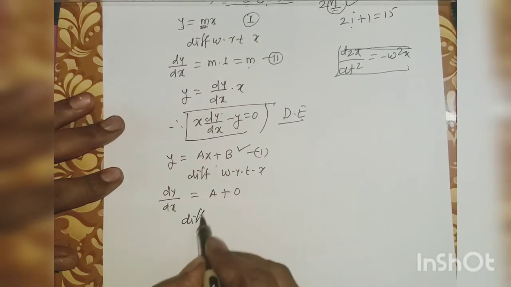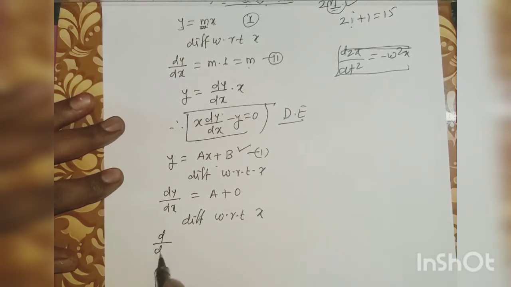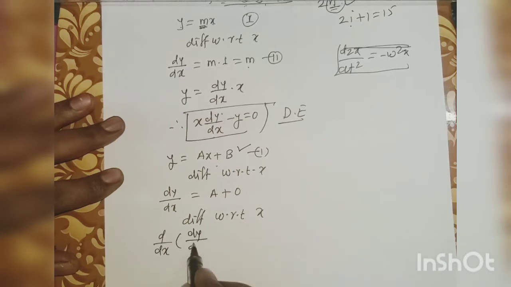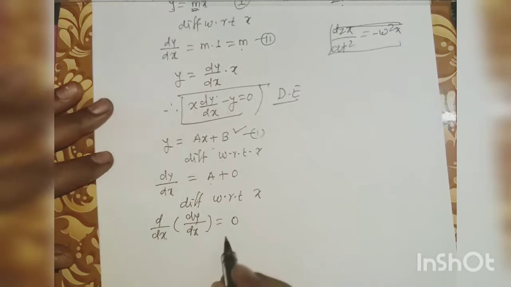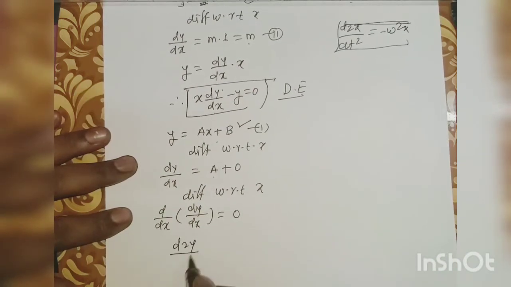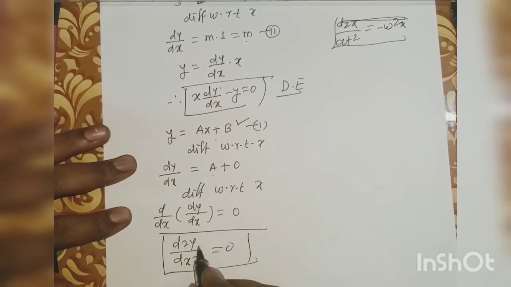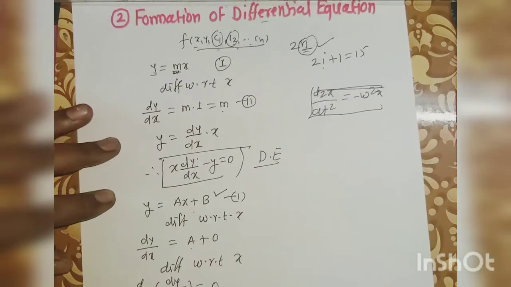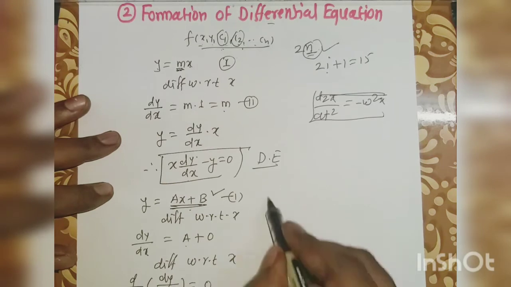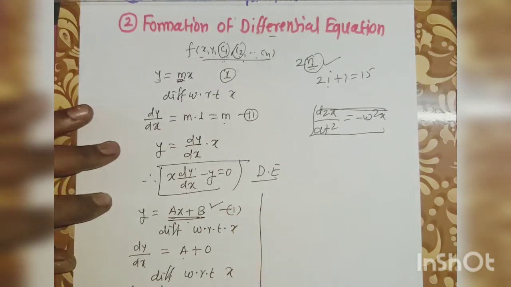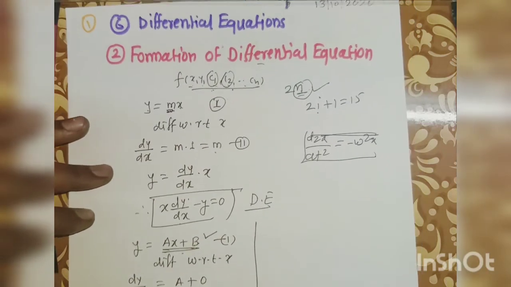Again, differentiate with respect to x: d by dx of dy by dx is equal to the derivative of a, which is 0, that is d2y by dx square is equal to 0, which is the second order differential equation, because this equation consists of two constants. In this way, by eliminating arbitrary constants, we solve some examples in exercise 6.2.